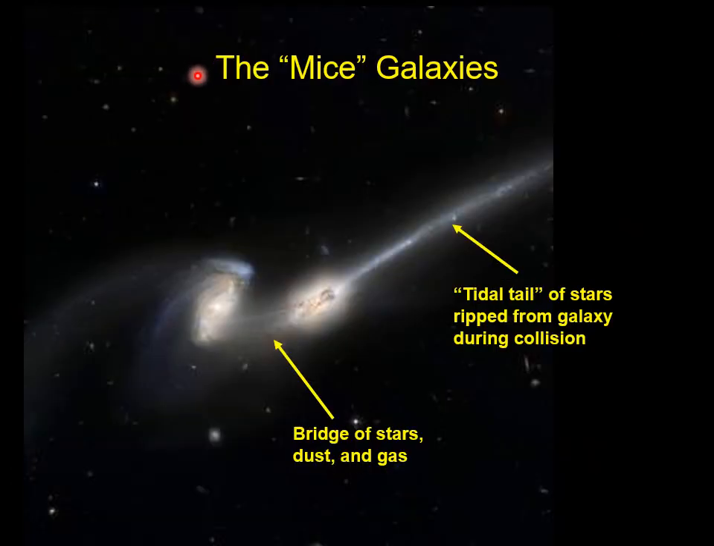This is a famous pair of interacting galaxies called the Mice. You can see how they look like the body of a mouse, either a computer mouse or a live mouse, I guess it doesn't matter, and the tail here. And these tails are called tidal tails. They're stars and gas that were ripped from the galaxy during the collision. And you can see in between the two galaxies, there's a bridge of stars and gas and dust. And this picture, by the way, looks very much like the computer simulation that I showed you a couple slides ago. And so the computer simulation models, we believe, are very accurate in modeling and predicting the outcome of these collisions of galaxies.